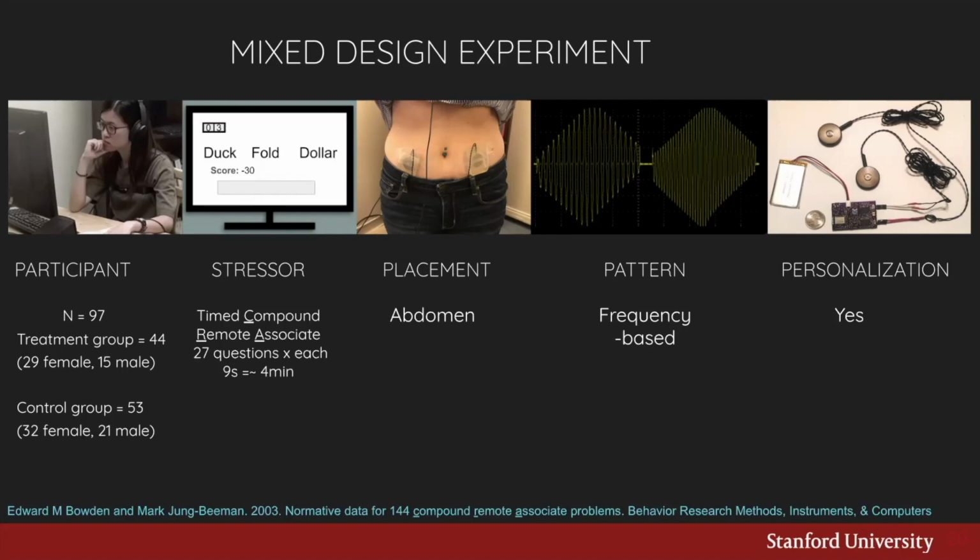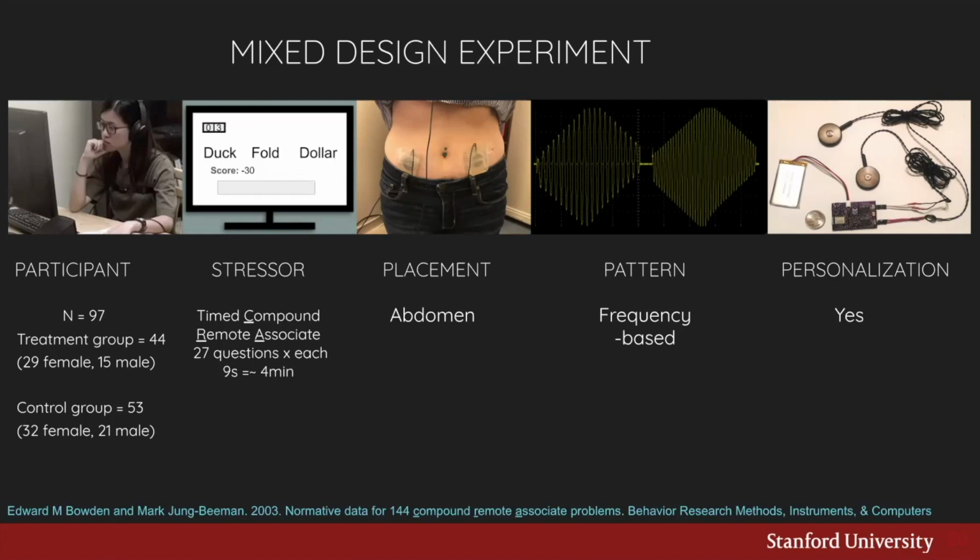Now, shifting back to the type of the stressor, we use Compound Remote Associated Task, CRA. CRA tasks ask participants to come up with a 4th word that completes a set of 3 seemingly unrelated words under a time limit. Here is an example: dock, fold, dollar, and the answer is bill. Dock bill, billfold, and dollar bill.